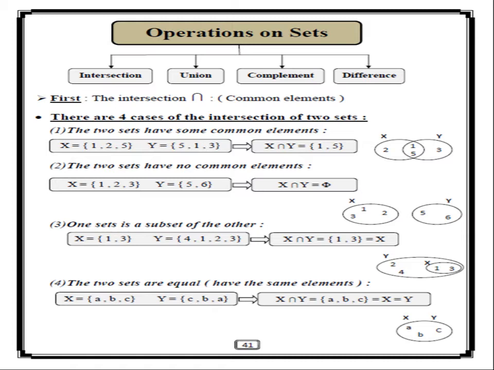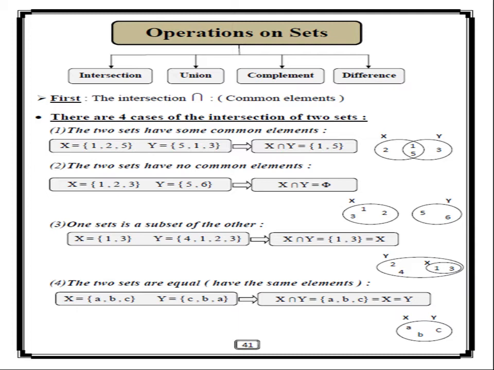Case number 2, the two sets have no common elements. If I have the set X as 1, 2, 3, and the set Y as 5, 6, and I represent them by a Venn diagram, as we can see, there is no intersection between them. This is standing by itself and this is standing by itself. So the intersection between them is phi.